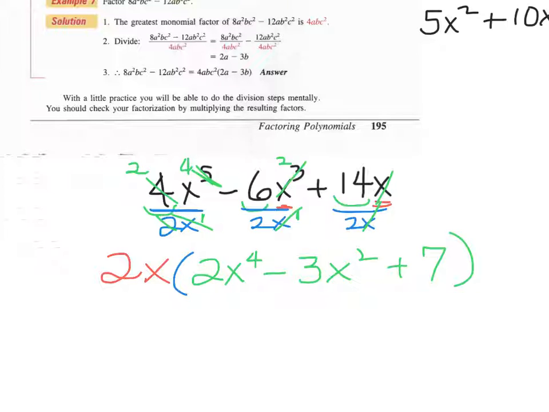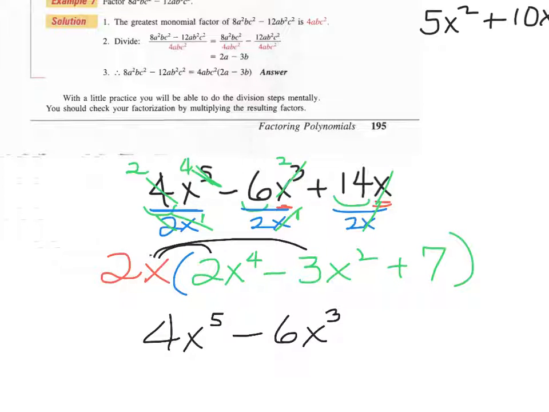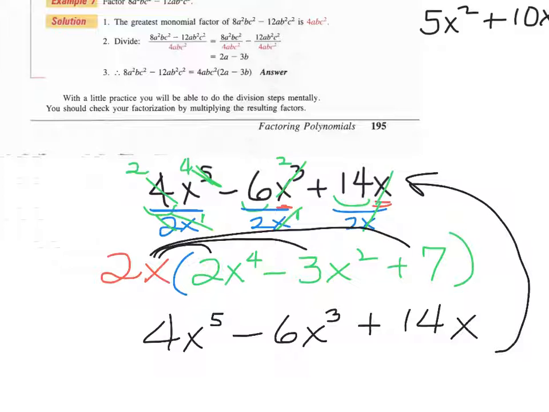And again, the way that you can check this is to distribute it. 2x times 2x to the 4th should give you 4x to the 5th. 2x times 3x squared. And 2x times 7. And it did go back to the original, so I did do this correctly.